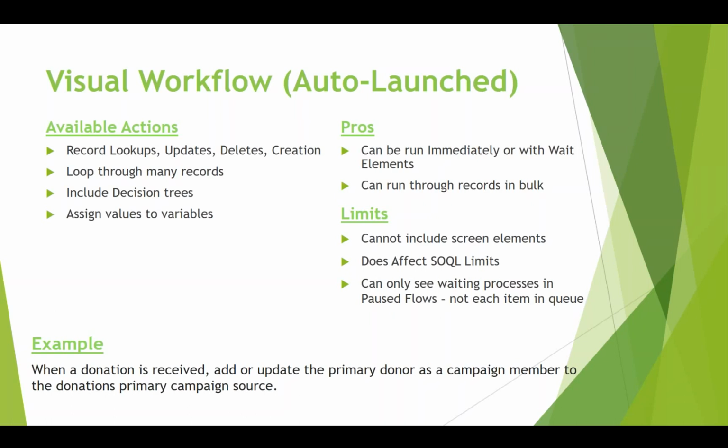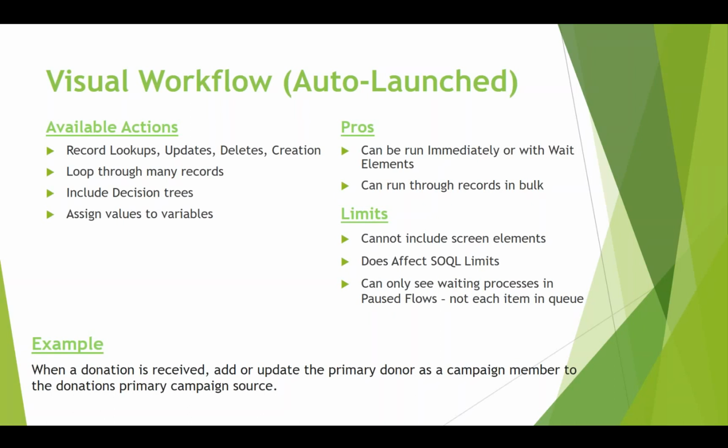So if you pull back a number of opportunities related to this account, you can loop through them and maybe do a calculation or figure something out. You can include decisions. So I want to pull back all of these opportunities, and if they were from this year, go down this tree and do these things, but if they're from older times, do something completely different. You can assign values. You can run records in bulk this way. They can be something that happens immediately, or you can add wait elements to sort of replicate that time-based thing. They do affect your limit.